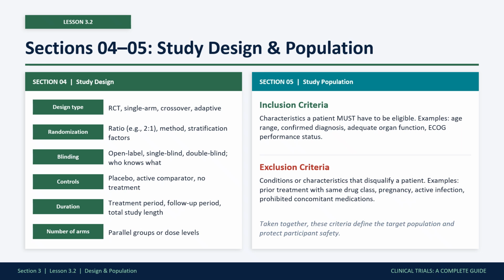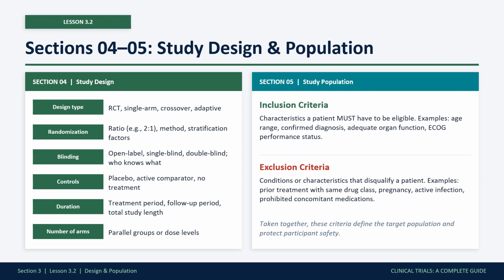Is it blinded? And if so, who is blinded to what? What is the control arm? How long is the treatment period and the follow-up? These choices directly determine the quality of evidence the trial can produce.